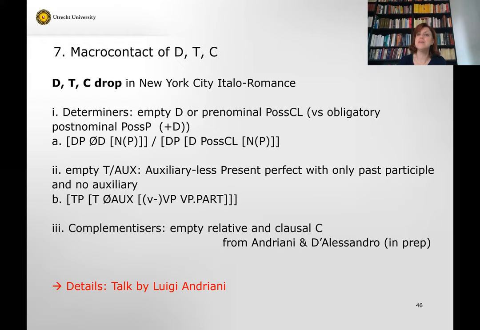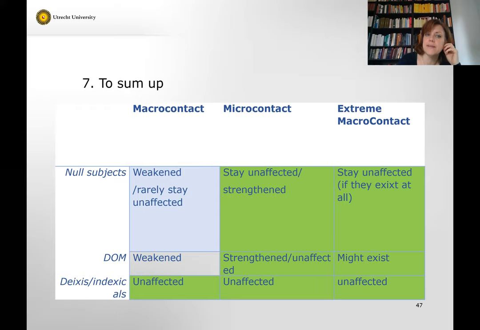But in macro contact, we would expect T and C and D, not so much C, but D and T at least to be a bit more resilient. But in fact, this is not what we found. And for the complementizers, we found a lot of empty relative clause complementizers, but also clausal complementizers, that, etc. The details of these data are in the talk by Luigi Andriani. To sum up, what we found is that null subjects are weakened or rarely stay unaffected in macro contact.